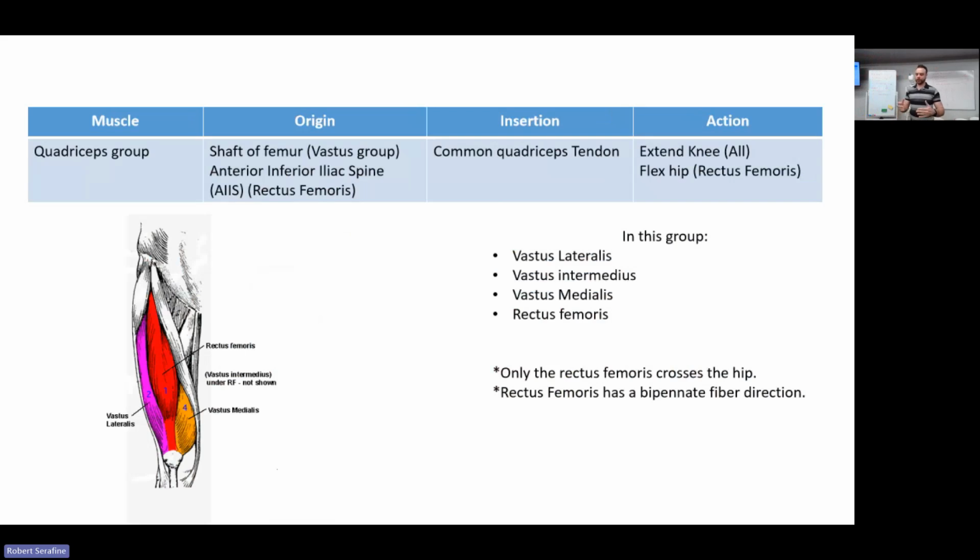The quadriceps muscles, right, are muscles of the front or anterior part of the thigh, and include vastus lateralis, vastus intermedius, vastus medialis, as well as rectus femoris. A couple big things to know: one, collectively, all of these muscles are responsible for extension of the knee, and only rectus femoris crosses the hip, which means that rectus femoris can perform flexion of the hip. The other parts of the quads only work on the knee itself.